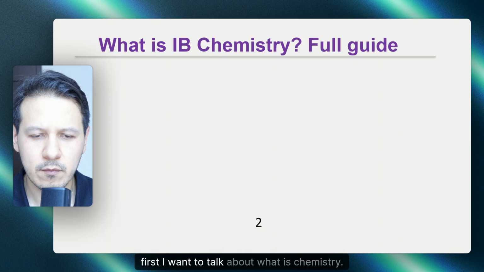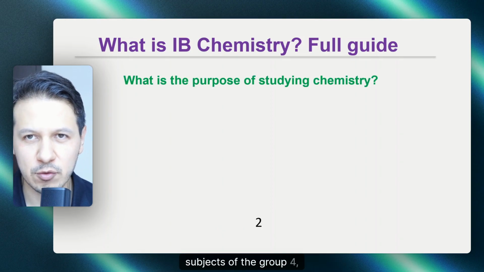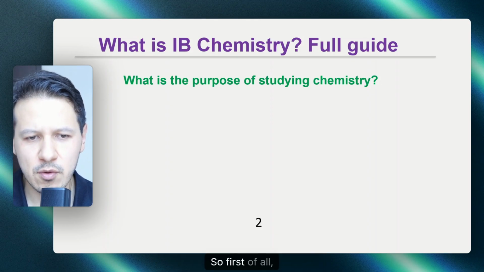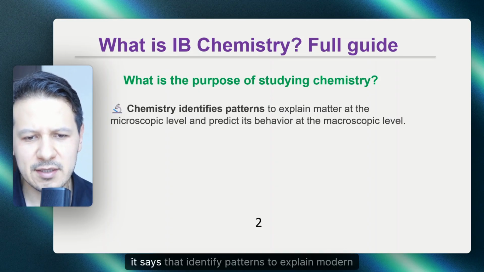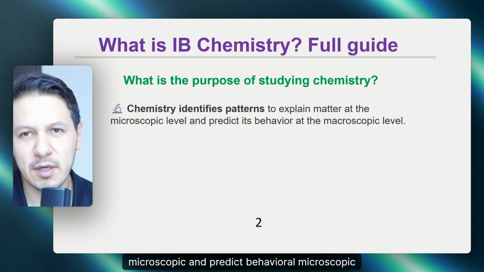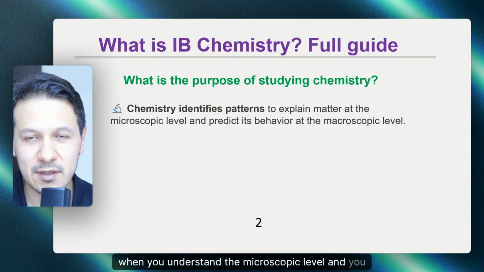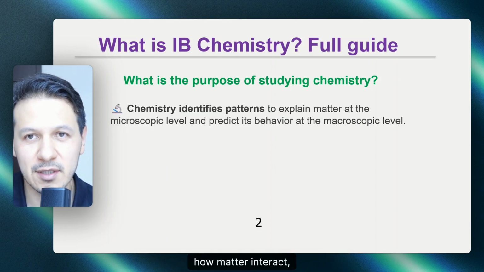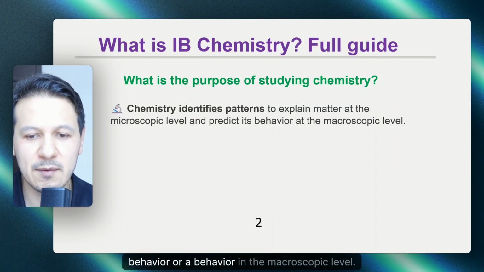Okay, guys. First, I want to talk about what chemistry is. As you know, chemistry is one of the subjects of group 4, as well as biology and physics. So, first of all, what is the purpose of studying chemistry? Chemistry identifies patterns to explain matter at the microscopic level and predict behavior. The thing is that when you understand the microscopic level and how the molecules and quantities interact, it is possible for you to predict a general behavior at the macroscopic level.